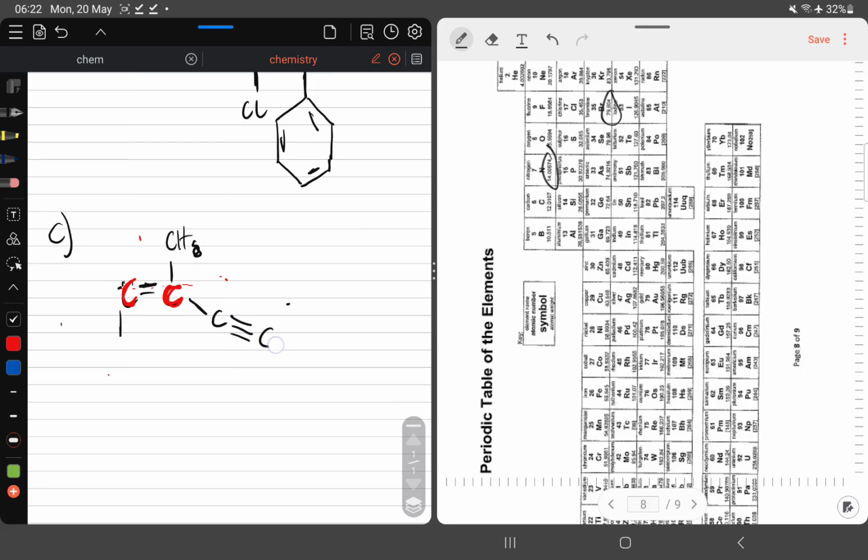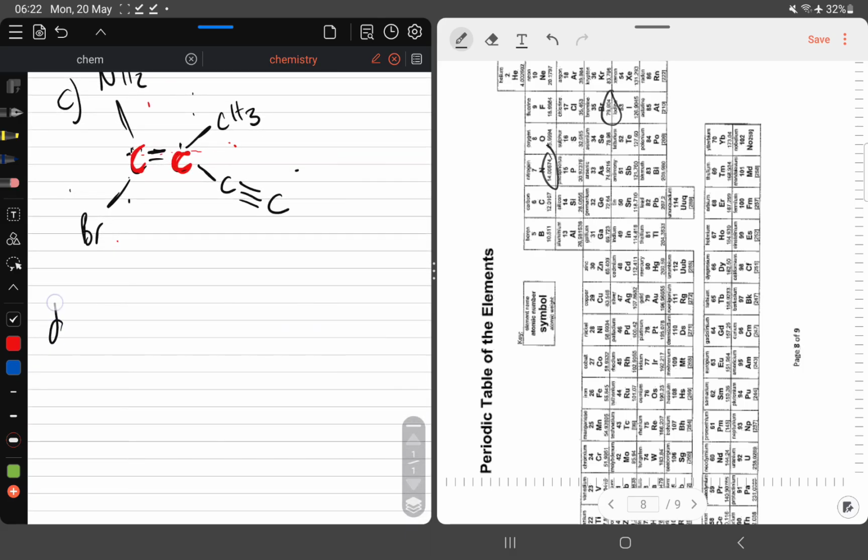And then yeah, you can have your bromine. And in here, that's where you're going to have your NH2. Okay, and here you would have your CH3. Then I go to part D.